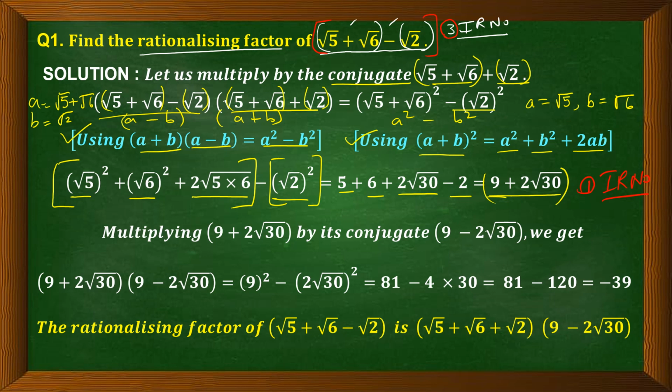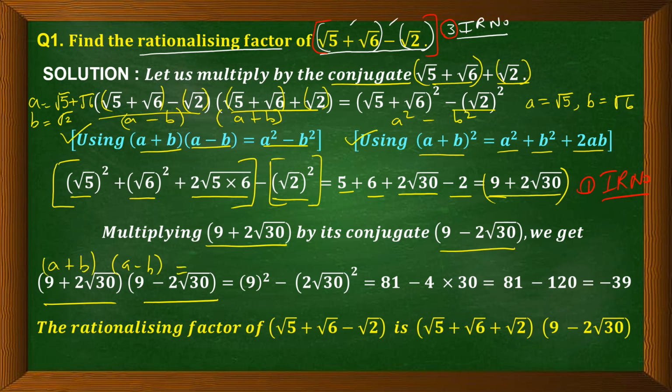Now to rationalize it, we need a conjugate. The conjugate will be the same terms with a different sign. So for 9 plus 2 root 30, its conjugate is 9 minus 2 root 30. Multiplying both, we get again a square minus b square, because this is again of the form a plus b into a minus b.